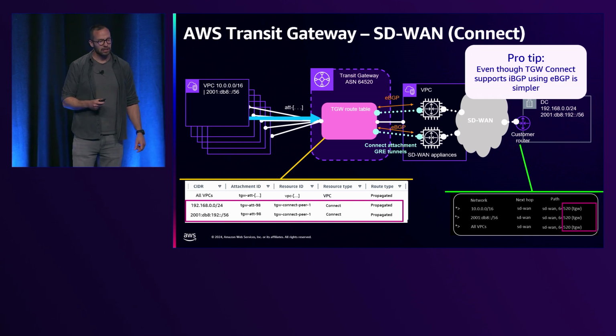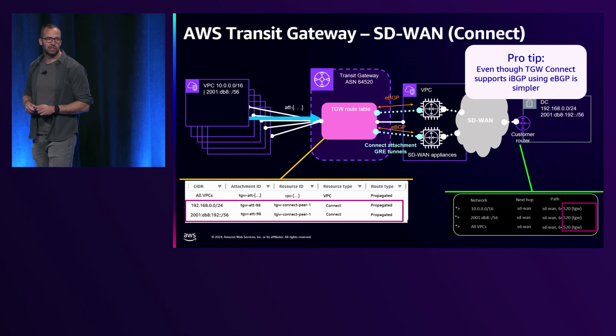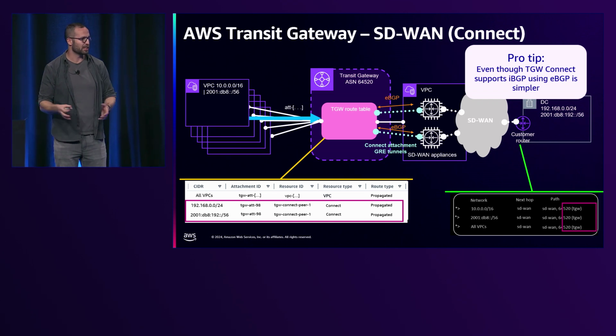Now, SD-WAN does support iBGP as well as eBGP. Our recommendation is to use eBGP just for simplicity's sake and keeping things consistent.